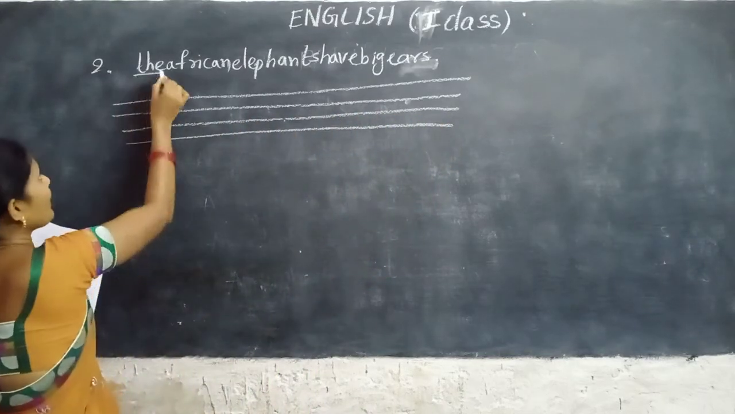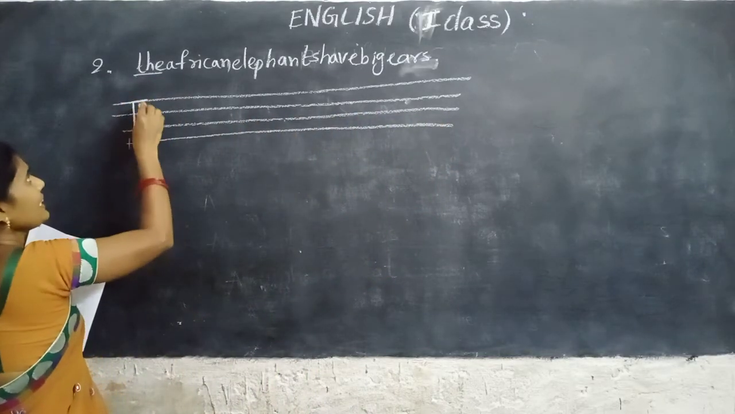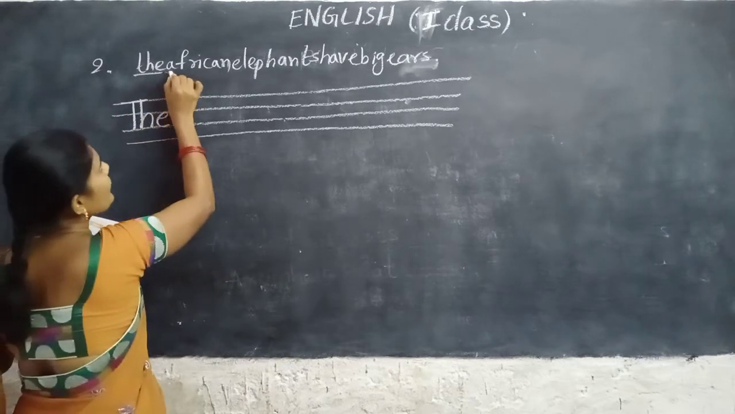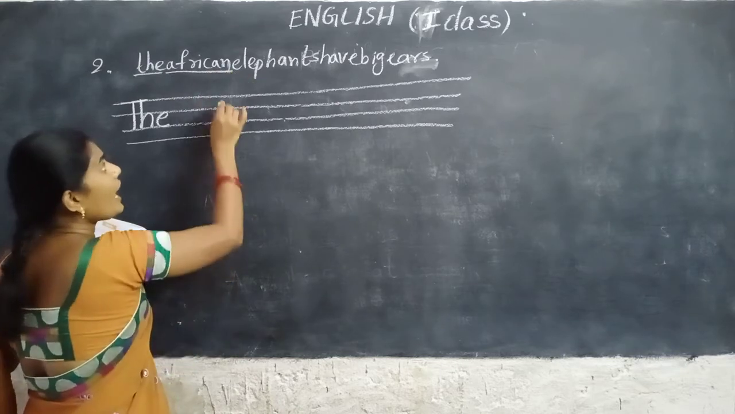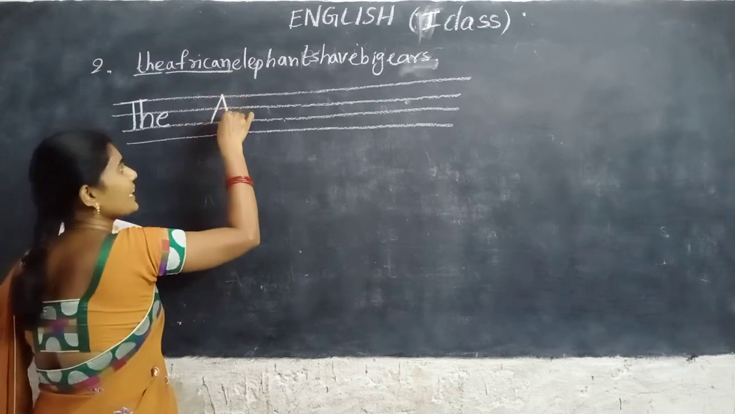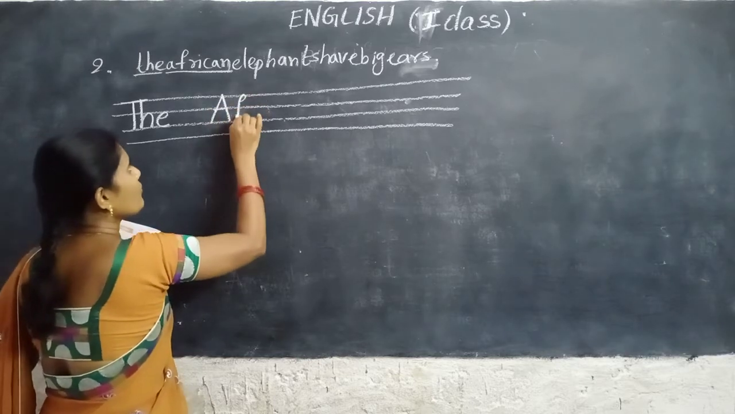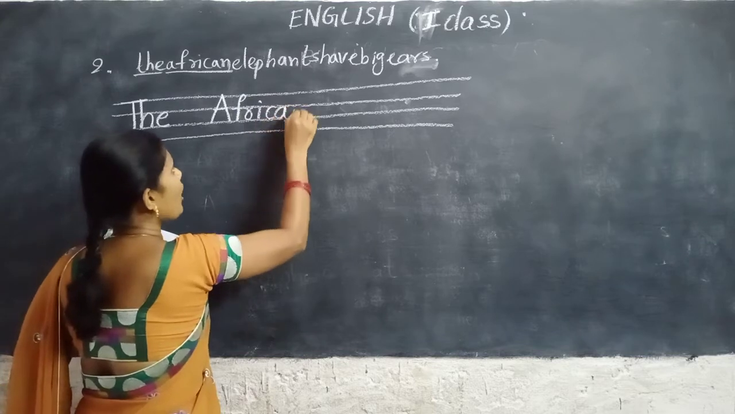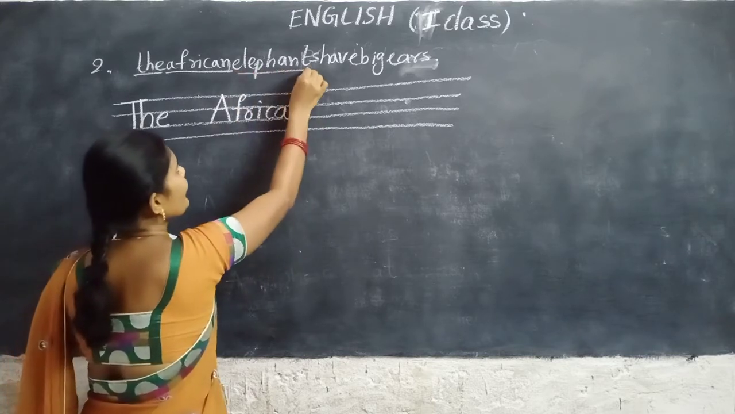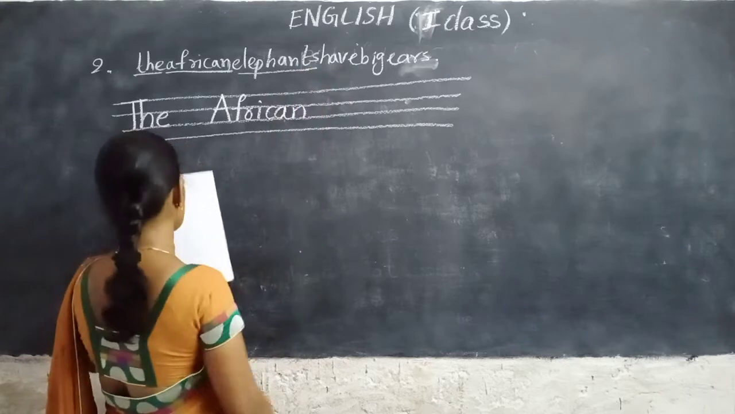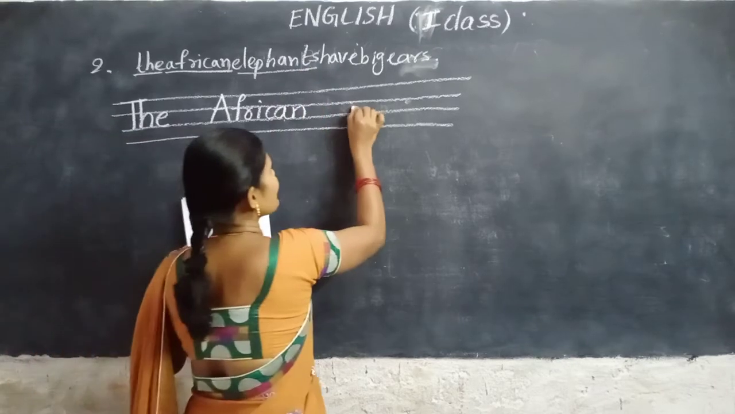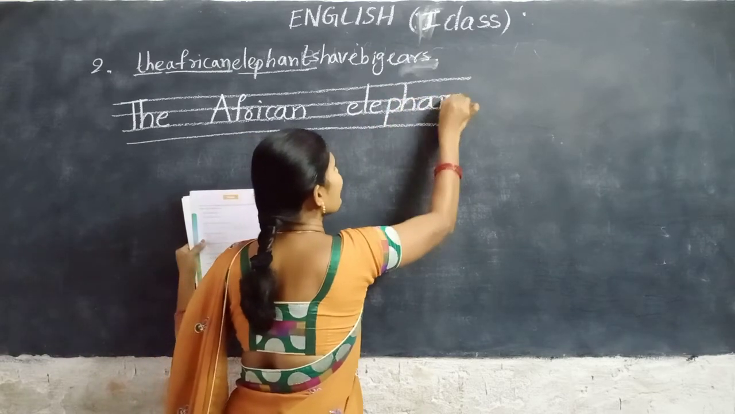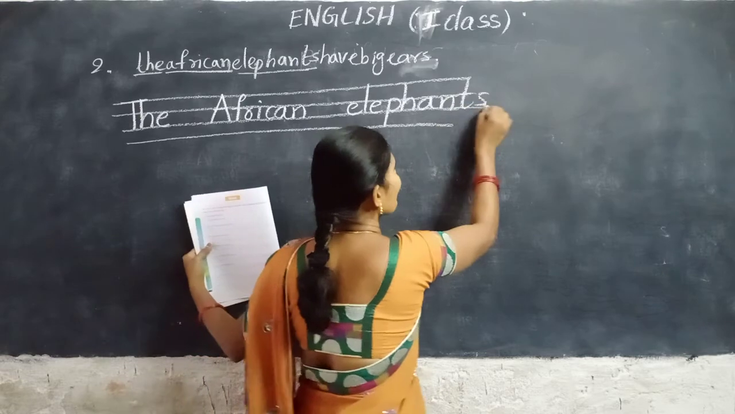First one. The. T capital. T. H. E. The. African. A should be capital. A capital pettali. African elephants. Sorry, elephants. Elephants. African elephants.